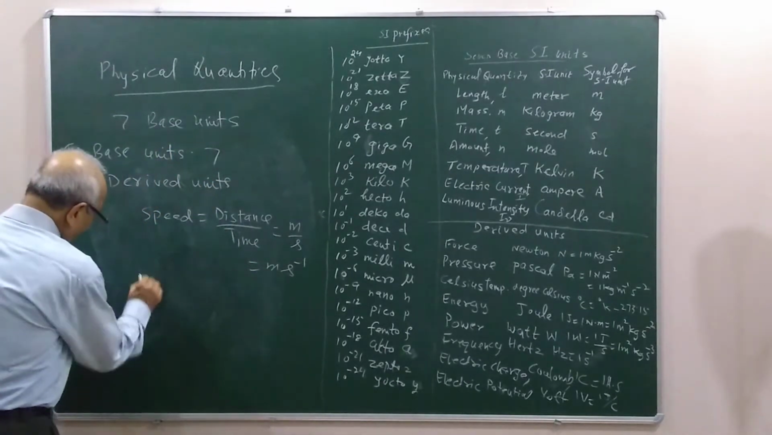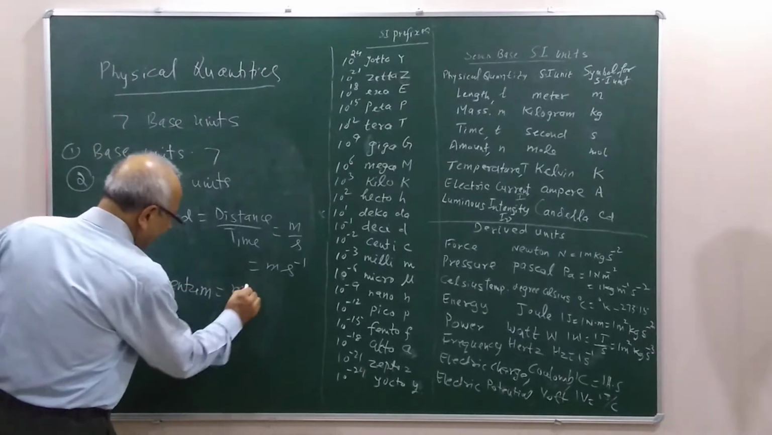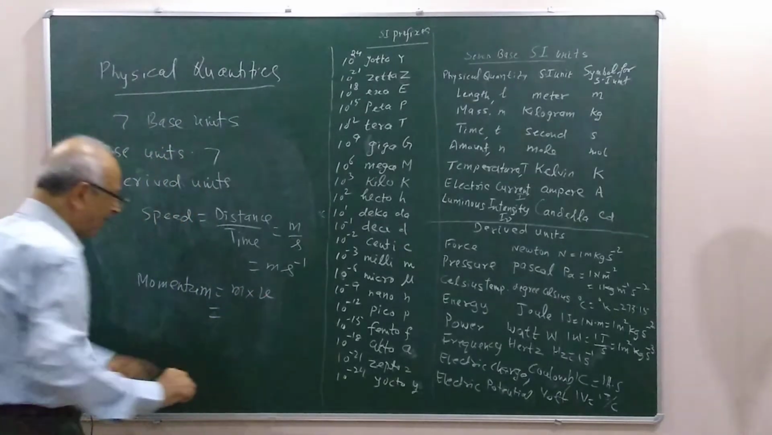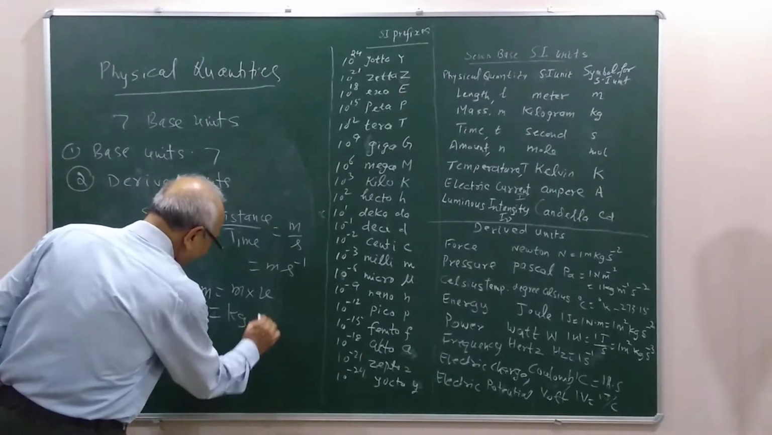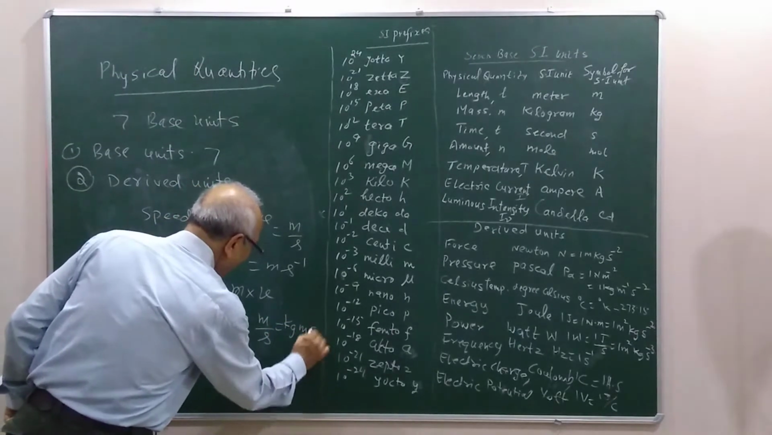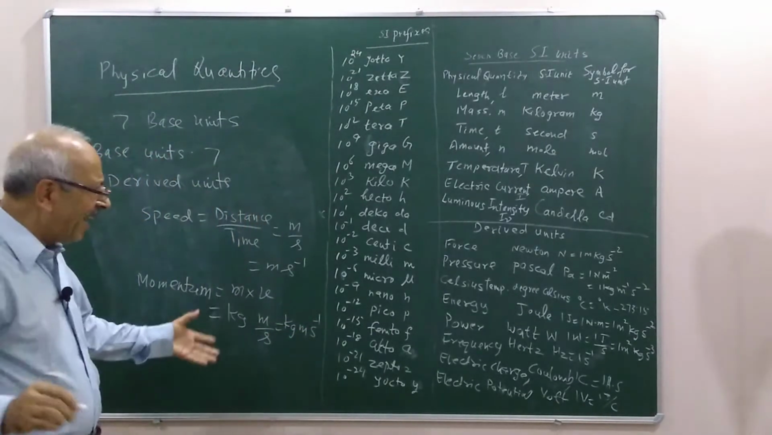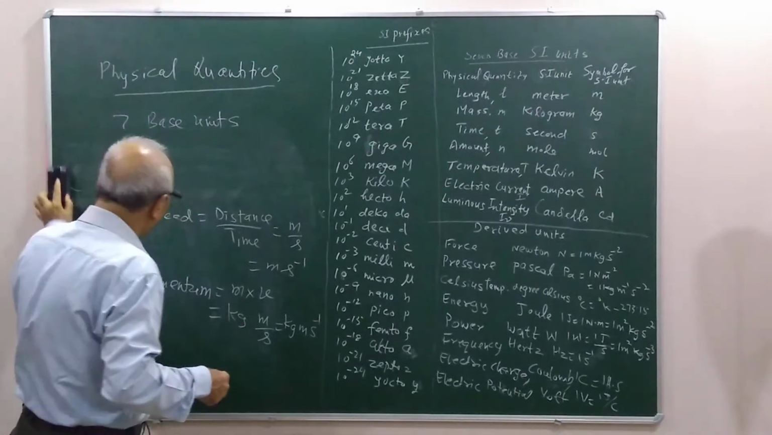Similarly, if I take momentum, it is mass into velocity. So the SI unit of mass is kg, and velocity is meter per second, so momentum is kg meter per second, kg m s inverse. So we can derive the units from the fundamental units. They are called derived units.